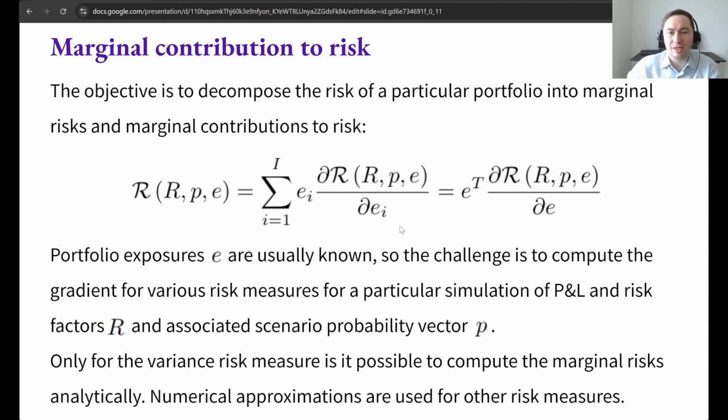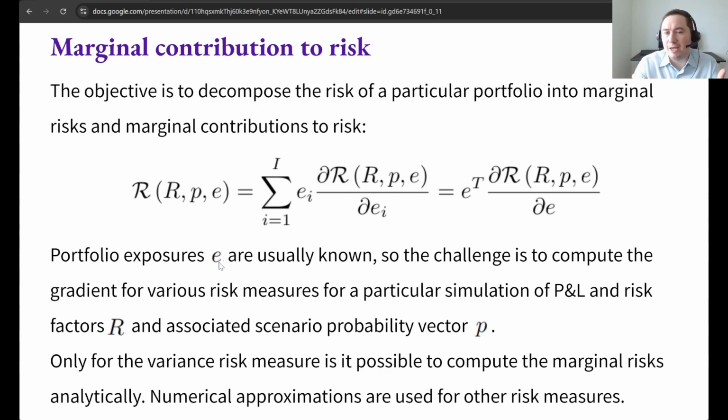And for any of the risk measures that we work with, we can actually decompose it in this way, such that the risk is the sum of the individual exposures multiplied by their marginal contribution to risk. And we can also formulate this as vectors, where we have the exposure vector, and then we have this gradient vector at the end, and then we will get the risk of our portfolio. So of course, usually we are not in doubt about what the exposures are. This is the result of an optimization of the current strategy that we have. So the challenge can be to compute these gradients.